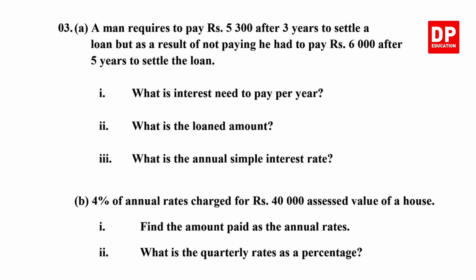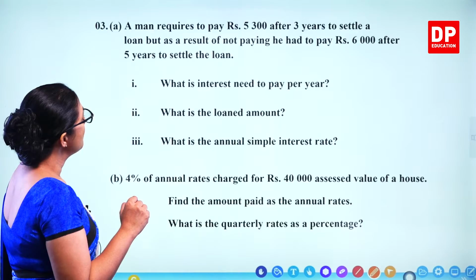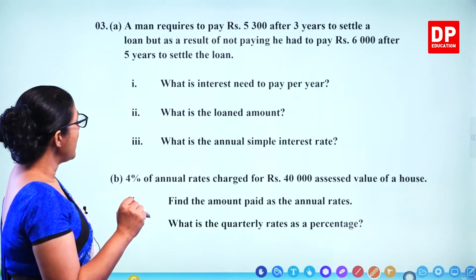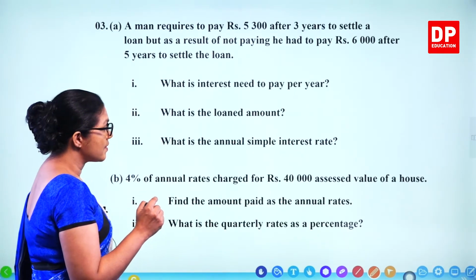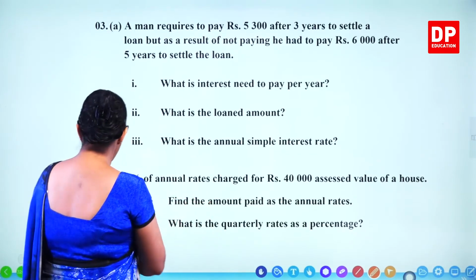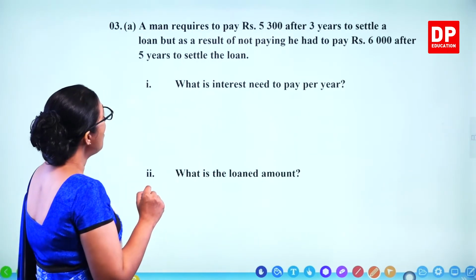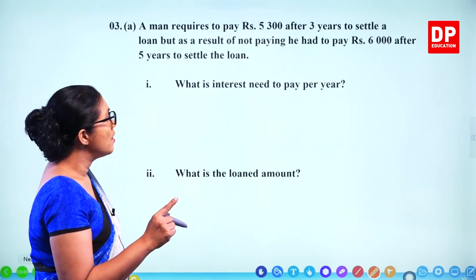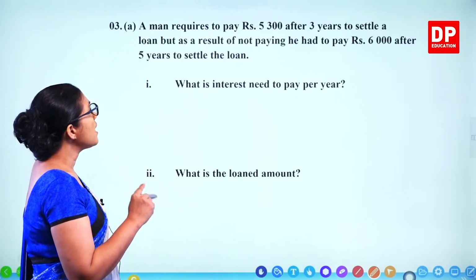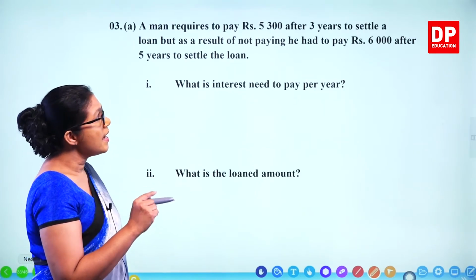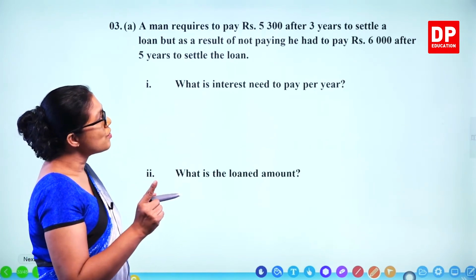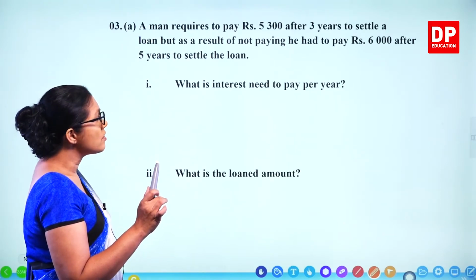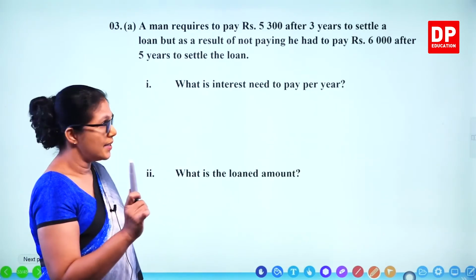Question number 3. This is about simple interest and rates. A man is required to pay 5,300 after 3 years to settle a loan. But as a result of not paying, he had to pay 6,000 rupees after 5 years to settle the loan. What is the interest he needs to pay per year?